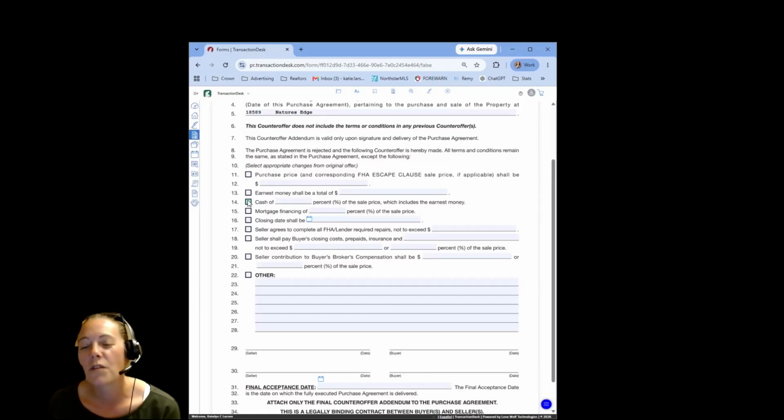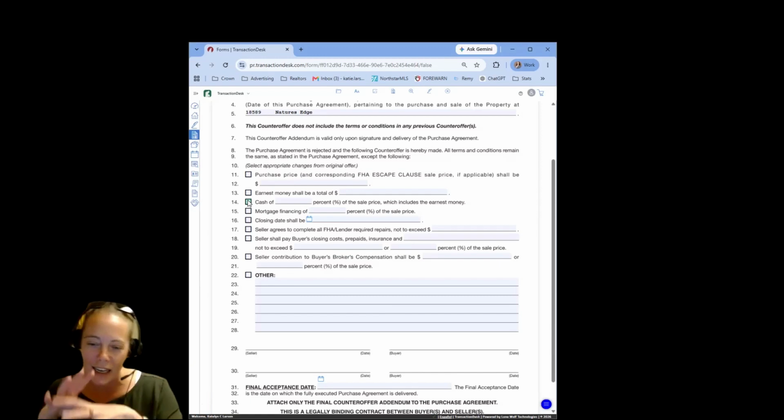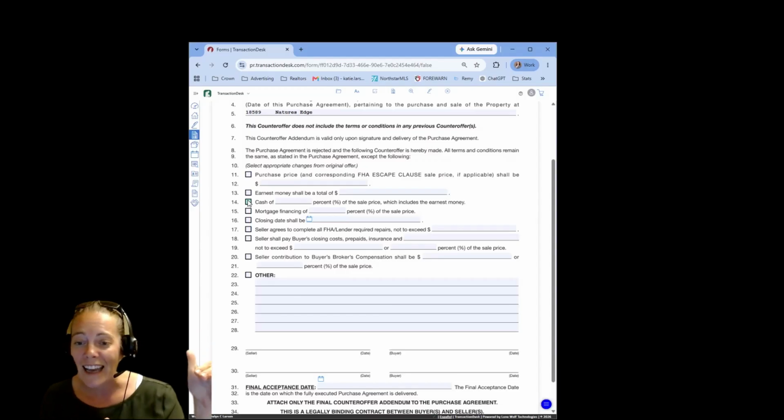All right, lines 14 and 15 talk about percentage of cash or mortgage financing. If you're changing one of these, you should be changing the other one at the same time. So this is on the first page of the purchase agreement. Normally for a conventional loan, and I say normally in broad terms, right? Because there's lots of different loan types. But normally it's 20% cash, 80% financing.